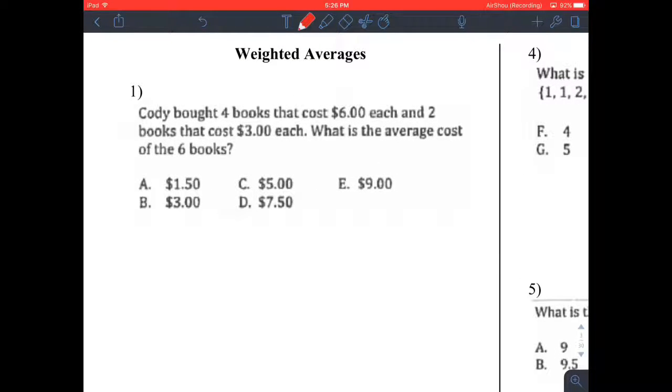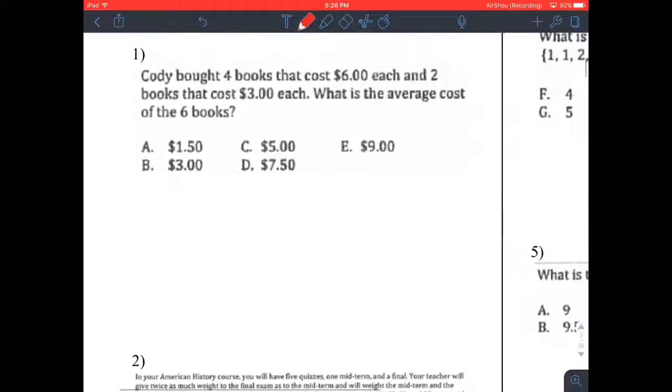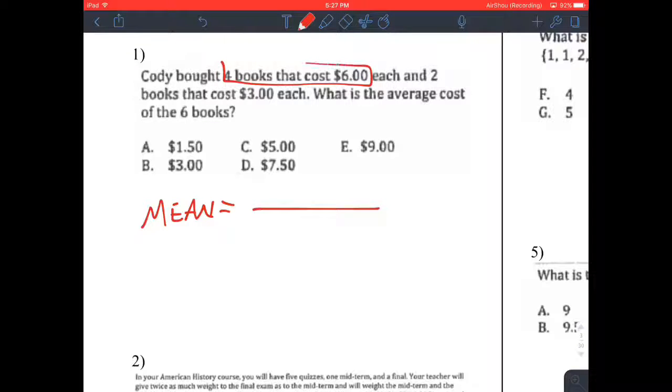Cody bought 4 books that cost $6 each and 2 books that cost $3 each. What is the average cost of the 6 books? Well, this is really asking for mean. To find the mean, you take the total divided by how many pieces of data that you have. So 4 books cost $6 each. So in getting the total, that's going to be 4 times 6. It's $24. And then we have 2 books that cost 3 each.